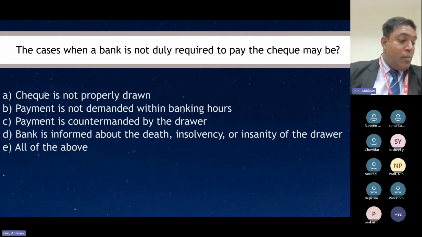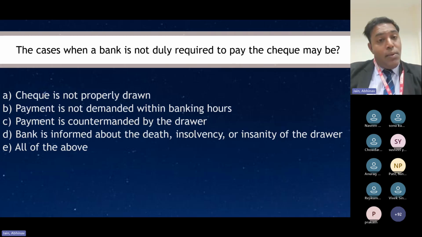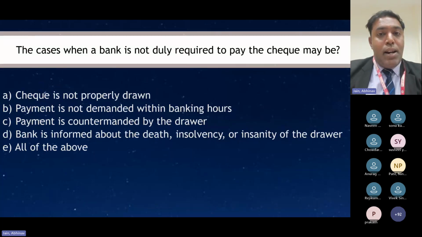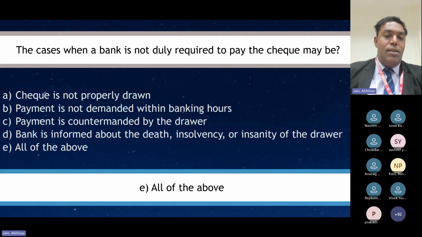You are correct, my dear friend, but you are not completely correct. In all the above mentioned conditions, like if the check is not properly drawn, if the payment is not demanded in banking hour, if the payment is countermanded by the drawer, or a bank is informed about the death, insolvency, or insanity of the drawer, in all the cases, bank is not required to pay the check. So the correct answer is E, all of the above. Okay, in all of the above cases, Sandeep, please do make a note. In all of the above cases, bank is not duly required to pay the check.